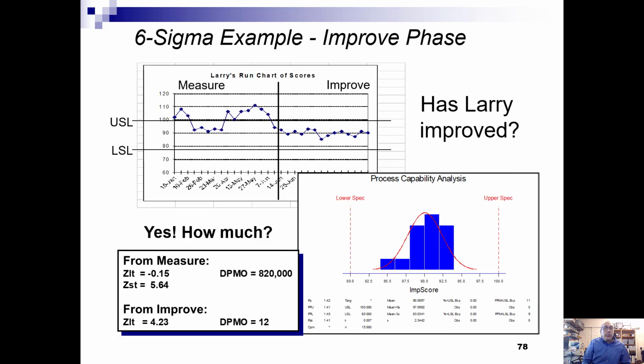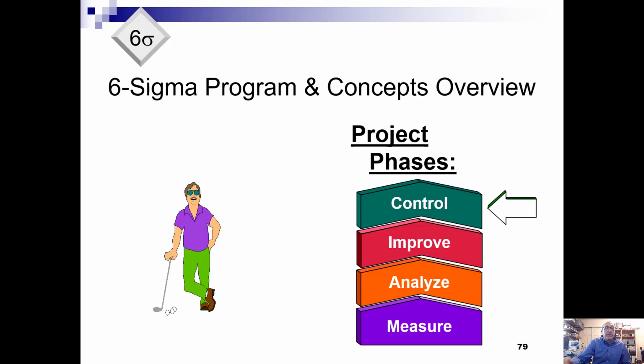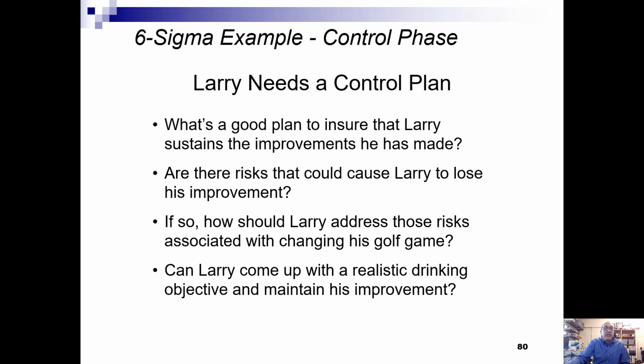Has Larry improved on the golf course? Yes. How much? From the measure phase, he went from 820,000 defects per million opportunities to the improved phase where he went to 12 defects per million opportunities. Next, let's review the control phase.